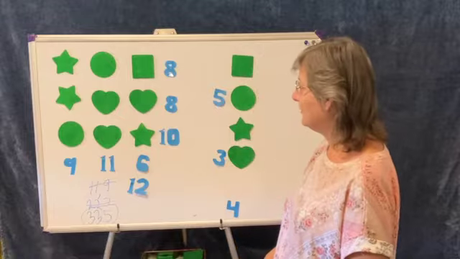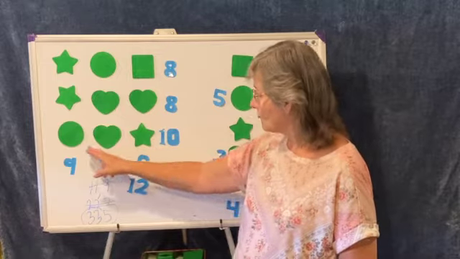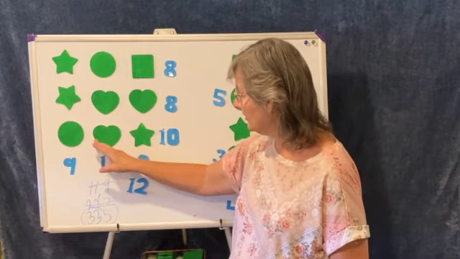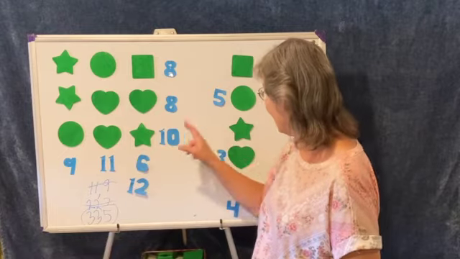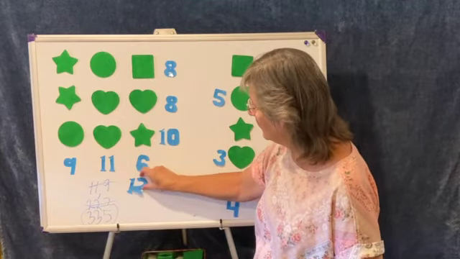All right, now that we know those 2, a heart and a circle, right here we see a heart and a circle, and together they make 8. So this star must be 2.